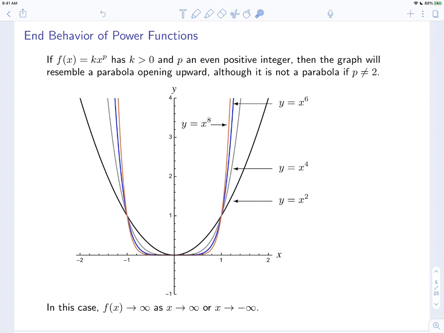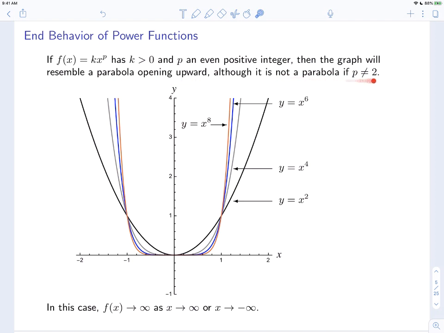In that case, the graph will resemble a parabola, opening upward. The fact that k is positive, that's what makes it open upward. Since p is an even positive integer, that means x to the p is x raised to an even number. And if you take any number and raise it to an even number, you're going to get something positive. So because of that, since k is also positive, your graph is going to open upwards. So it resembles a parabola opening upward.